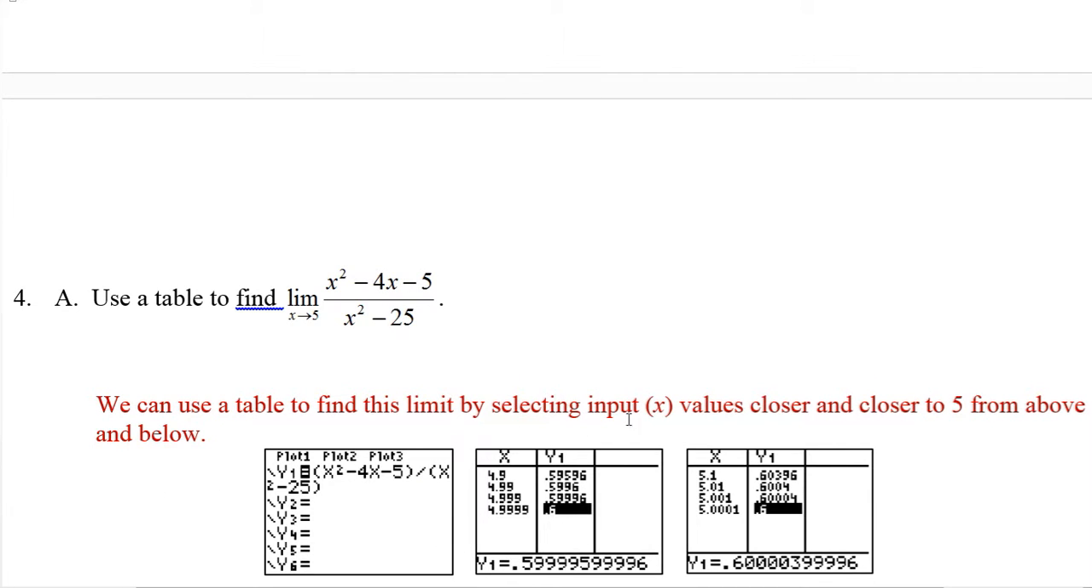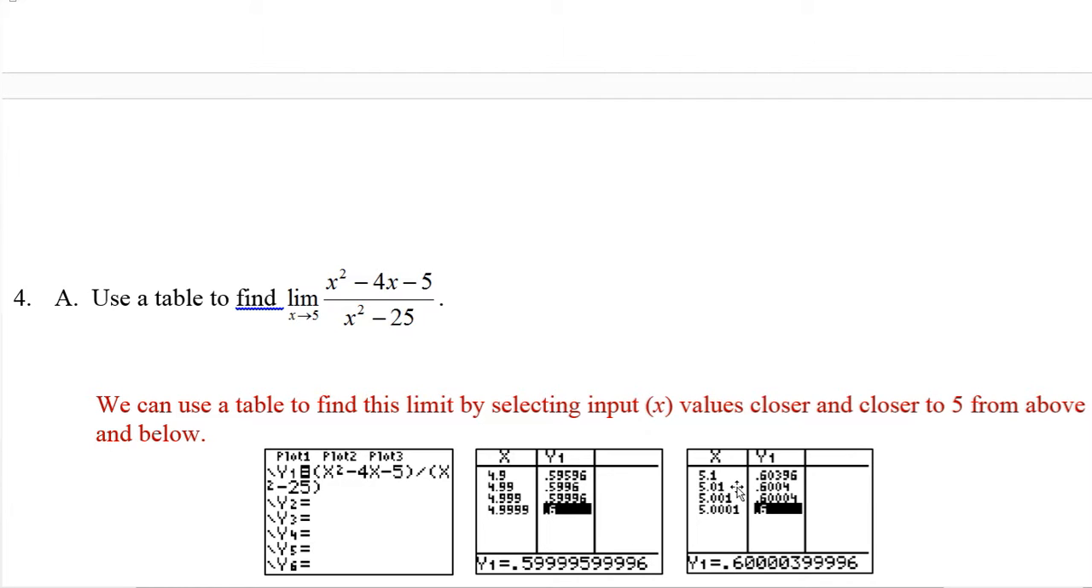But we can use a table as follows. Put the formula in for y1. This is the limit from the left side. As we put in things less than 5, 4.9, 4.99, getting closer and closer, I ended with 4.9999. And it looks like the y's are getting very close to 0.6. They're a little bit under 0.6 at this point, but very close. So it looks like that limit is 0.6 because they're getting closer and closer to that.